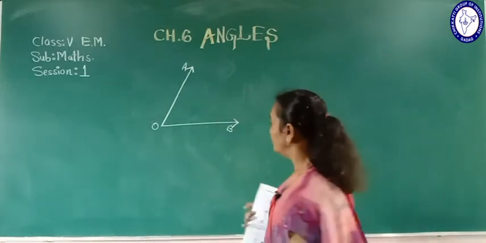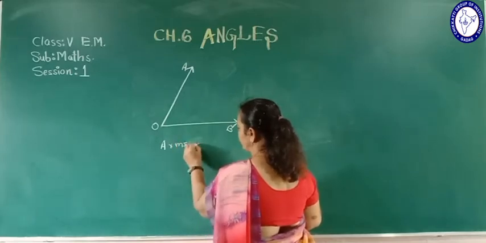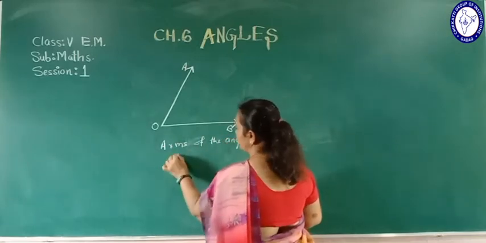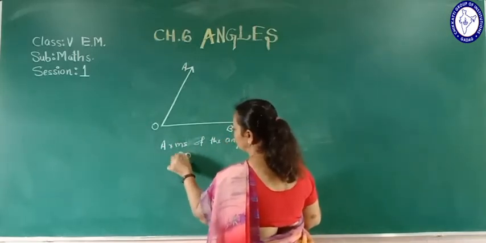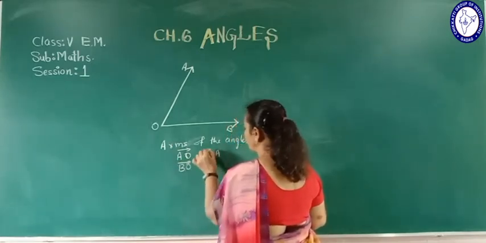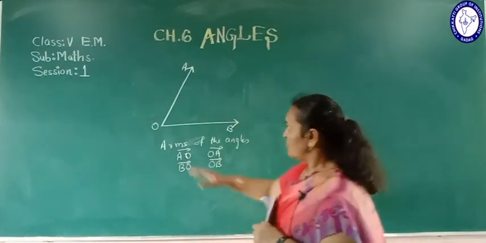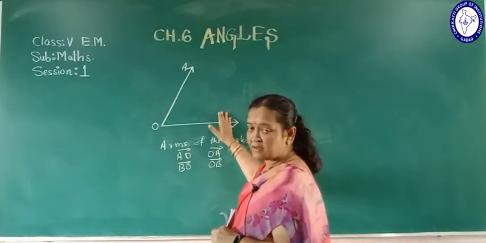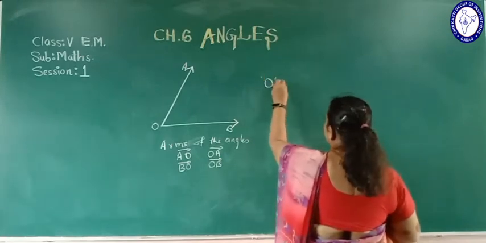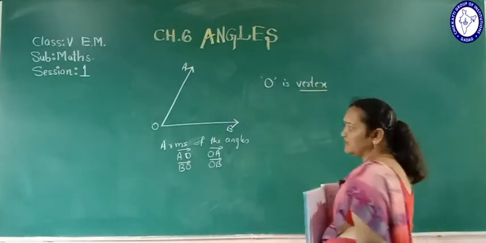Now here the arms of the angle, which are the arms AO and BO, or you can write OA, OB. Both ways, AO or OB. OA and OB are the arms of the angle, and O is the vertex. This is the vertex of the angle.